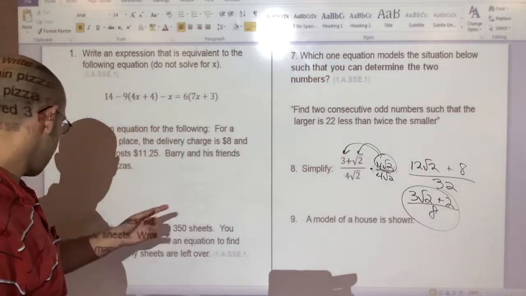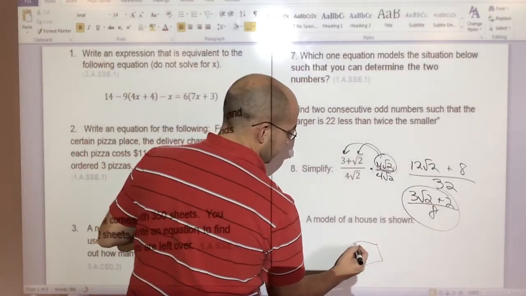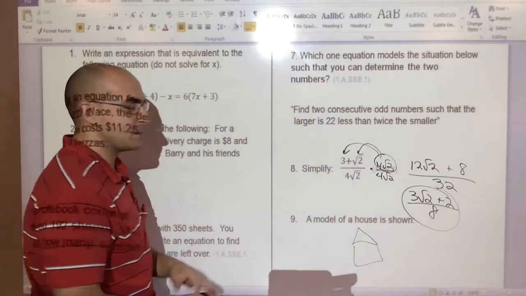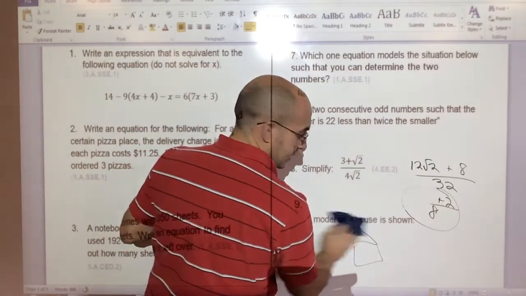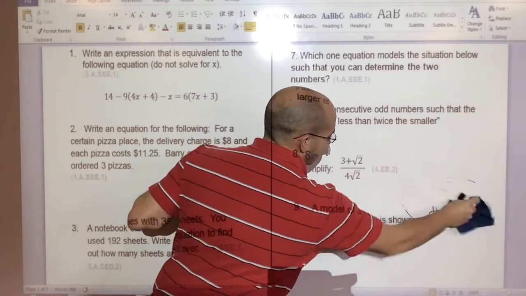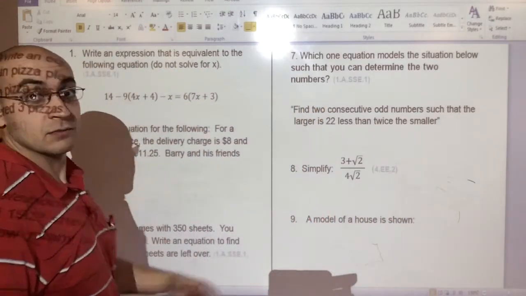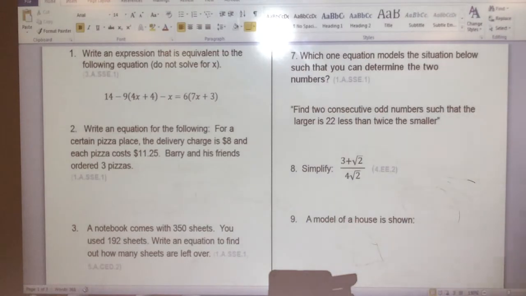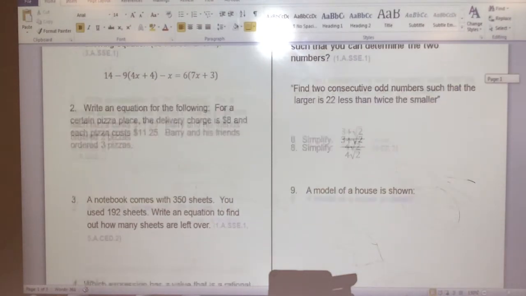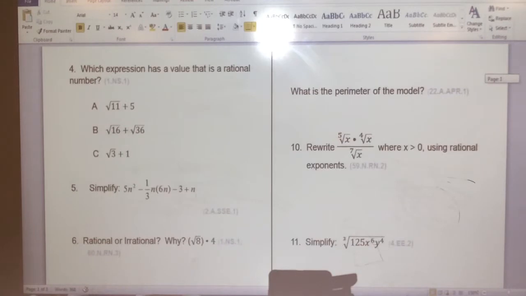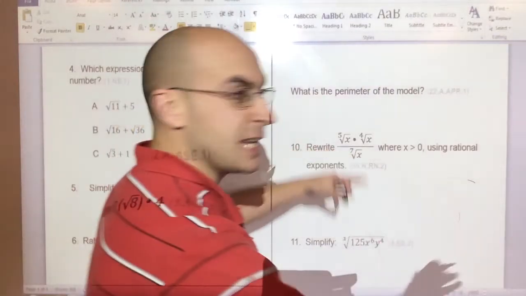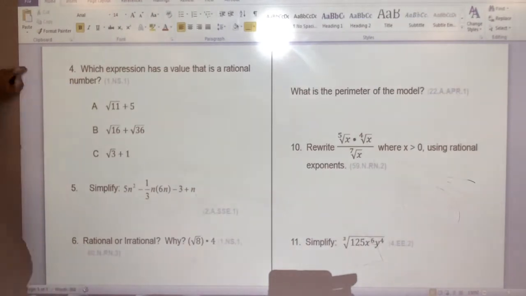Okay, good. Model of a house is shown. Well, there is no house here. I can draw one for you, but it's going to look something like that. It'll either say perimeter or area. Just figure out which one it is. I'm going to scroll down for you. Okay, this looks like a good area. The video's not over. I'm tricking you.